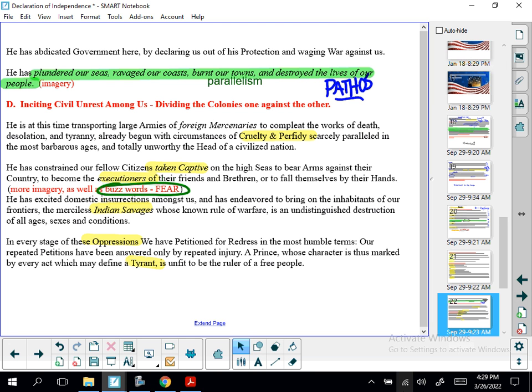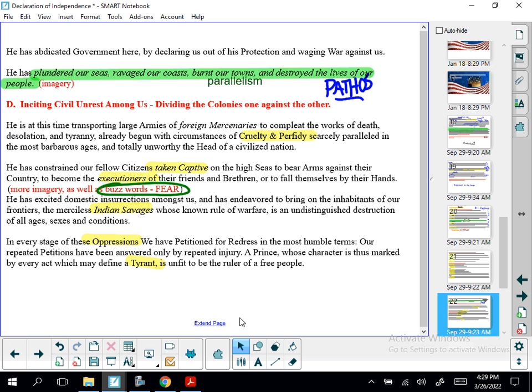Okay. All right. So a little bit further down, I need you to find the phrase that says, he has plundered our seas, ravaged our coasts, burned our towns, and destroyed the lives of our people. And this parallelism here, I'm going to have you write pathos. So we've had the ethos at the front saying that this is the reason that God has given us the right to do this. And then the logos, all of this list. But when he switches in his writing to plundered our seas, ravaged our coasts, burned our towns, and destroyed the lives of our people, he is switching to a more emotional part of his essay.